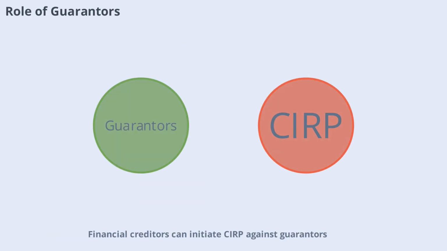Financial creditors can initiate CIRP against guarantors, even without resorting to CIRP against the principal borrower. However, once CIRP is initiated for the same claim and default against the principal borrower, the application against the corporate guarantor is not maintainable. This principle ensures that the process is not duplicated and maintains procedural integrity.